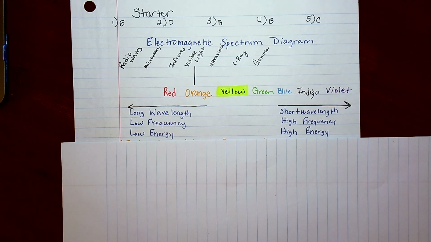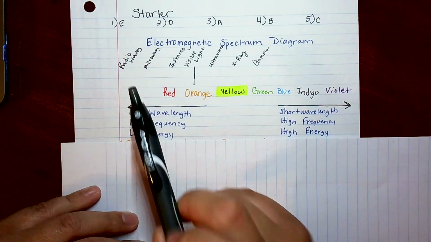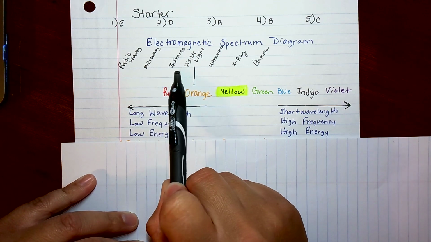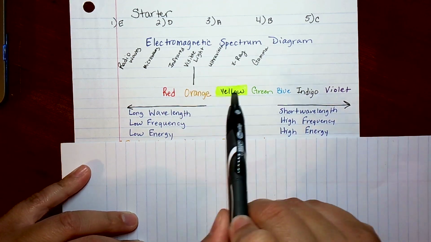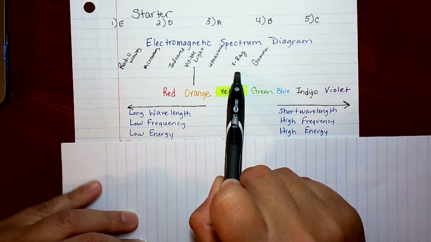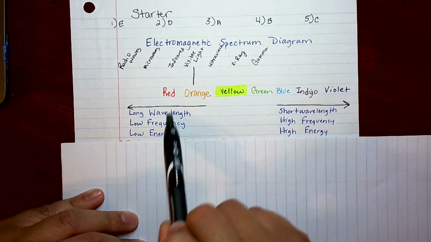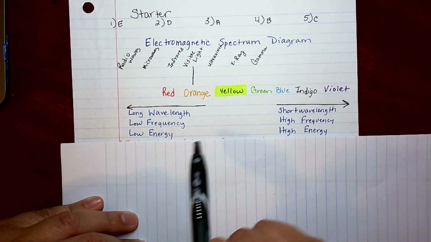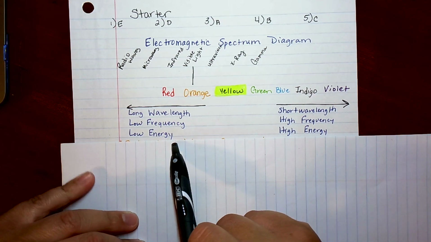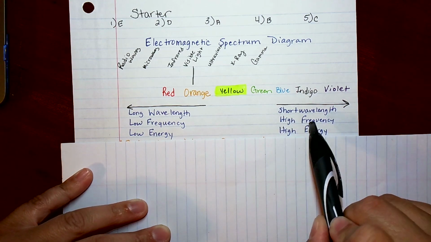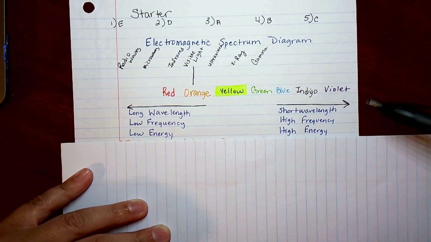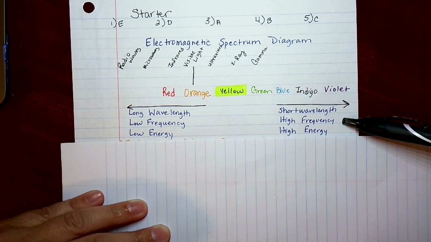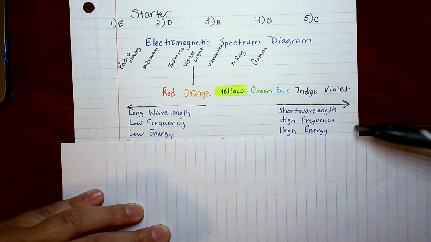This here is your electromagnetic spectrum diagram, okay? If you look at it, you can tell that it starts out with radio waves, then goes to microwaves, infrared, visible light, ultraviolet, X-ray, and then gamma. And then I've got your key points down. The further to the left you are, the longer the wavelength, lower frequency, and lower energy levels. The further right you go, you end up with a shorter wavelength, higher frequency, and higher energy.